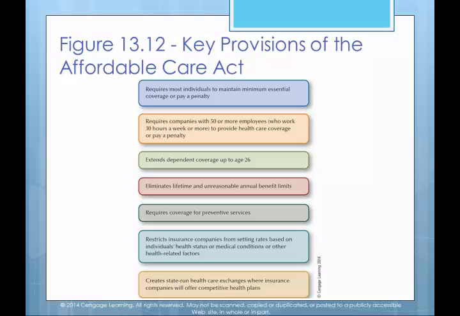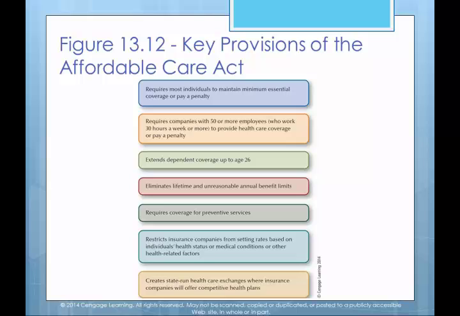All right, 13.12 is the key provisions of the Affordable Care Act, typically known as Obamacare. It requires most individuals to maintain minimum essential coverage or pay a penalty. It requires companies with 50 or more employees who work at least 30 hours a week to provide health care coverage or pay a penalty. Although there has been legislation to bump that up to 40 hours a week, it has not happened thus far.